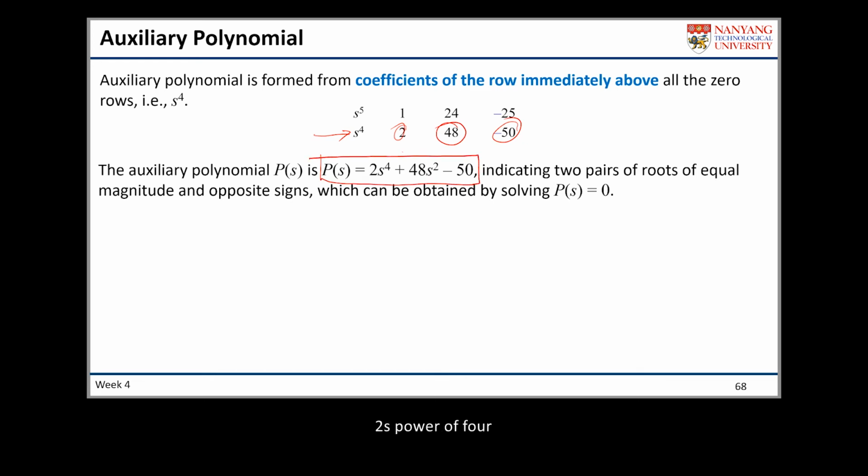2s to the power of 4 plus 48s squared minus 50. So we just form the auxiliary polynomial from that particular row only. You complete this auxiliary polynomial, and then from here we can move to the next rows.